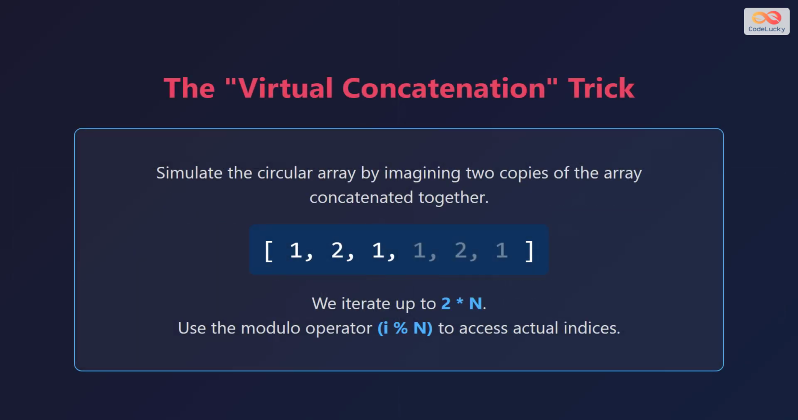To handle the circular nature without complex logic, we can use a virtual concatenation trick. We simply imagine two copies of the array joined together. We iterate up to 2 times n, and use the modulo operator to map our loop index back to the original array indices.